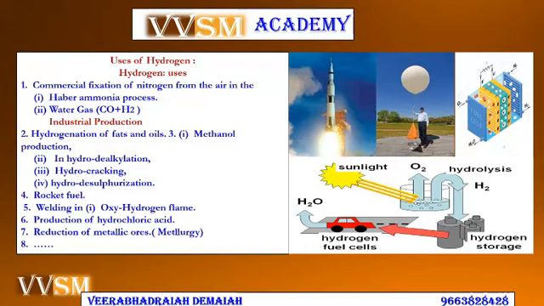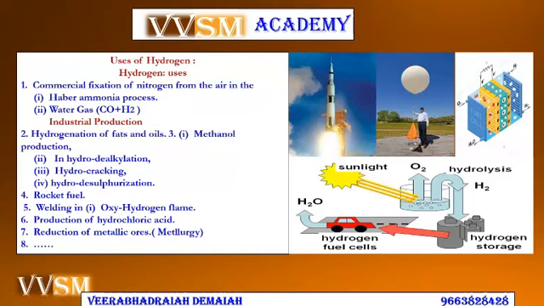Hydrogen is used in methanol production, that is methyl alcohol, and in dealkylation and hydrocracking in petroleum, hydrodesulfurization, and rocket fuels. My dear friends, hydrogen is used as a rocket fuel. It is also used in oxyhydrogen flame welding and cutting in industries, which produces a very high temperature. Production of hydrochloric acid.